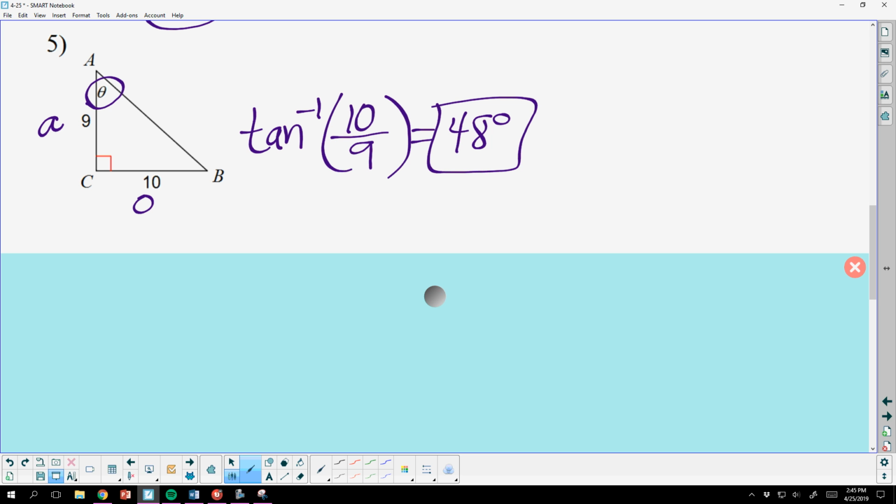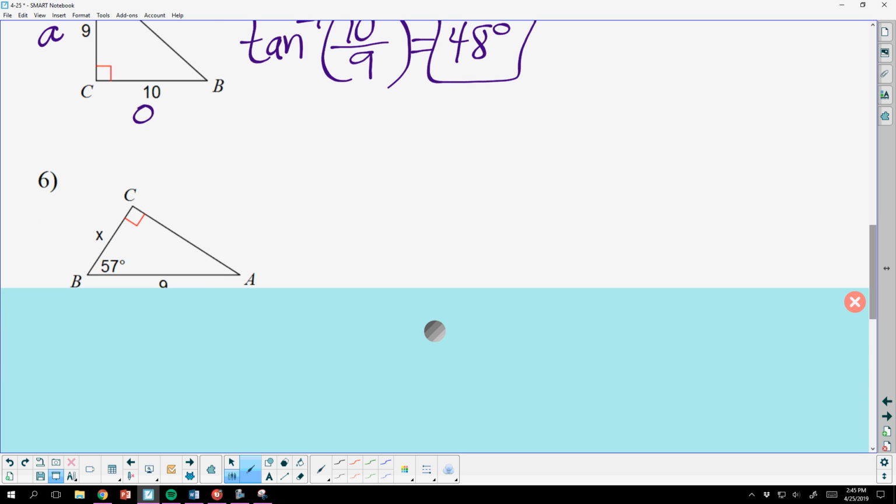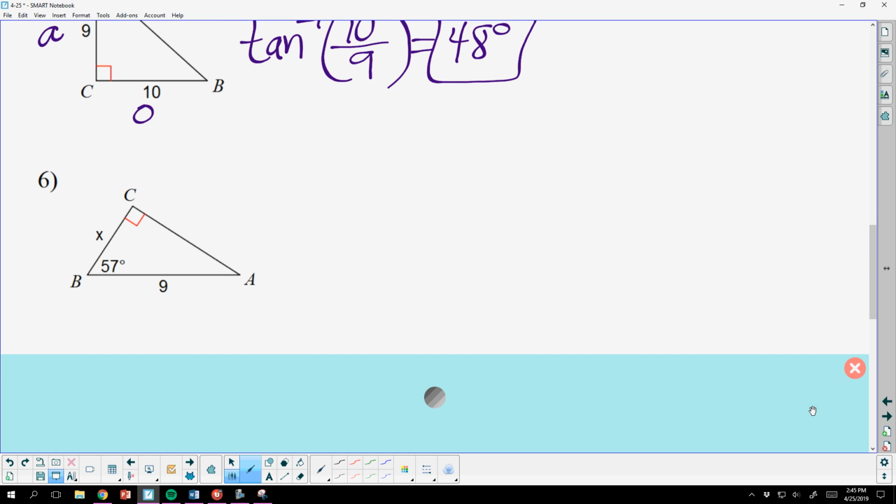Okay. So questions on that one? All right, let's do one where we're finding a side length. So let's do this. All right. Do we have this? We got 4.